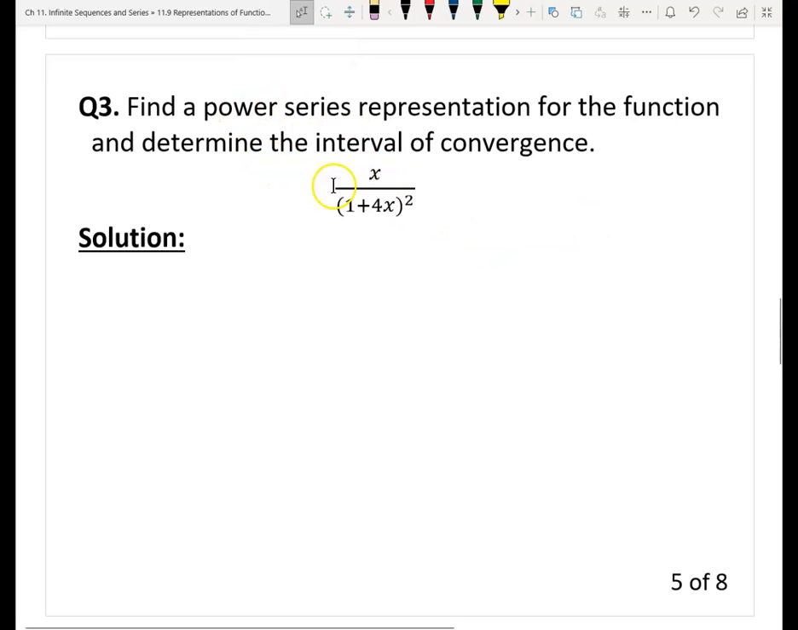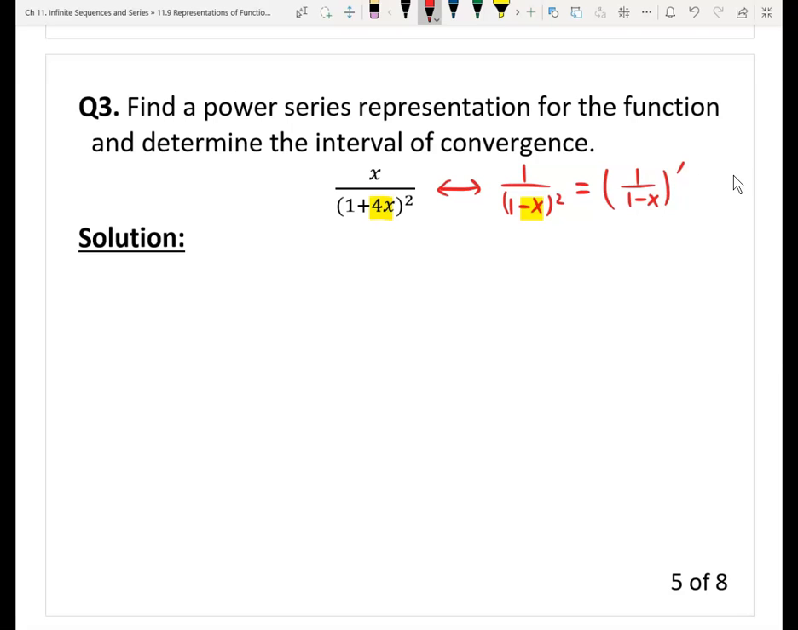Here is the question. We have this type of function. This is not a reciprocal function, right? Therefore, we cannot use the geometric series representation directly. However, our function is linked to 1 over (1 minus x) squared, right? That's easy because this 4x just changes to negative x. And for this function, we have another link, which is the derivative of the reciprocal.